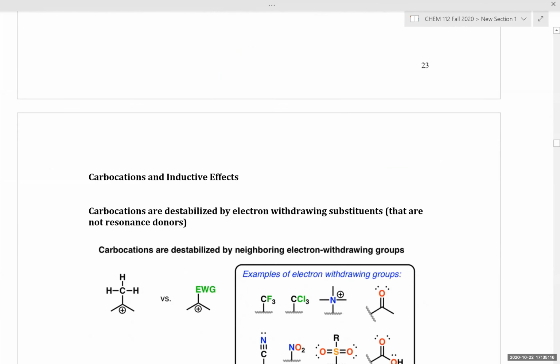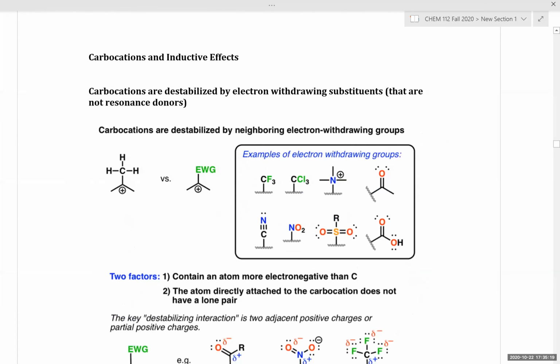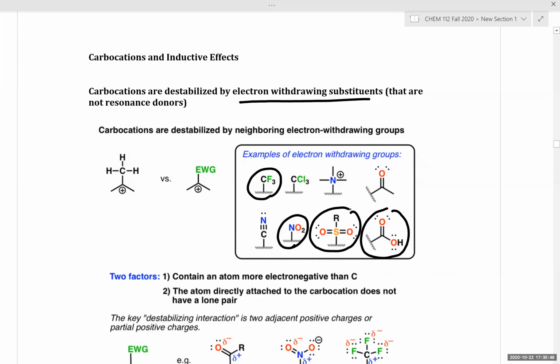So let's talk about inductive effects now. Carbocations are destabilized by electron withdrawing substituents. So what is an example of an electron withdrawing group? The common hallmark electron withdrawing groups are your CF3 groups, your NO2 nitro groups, your adjacent carboxylic acids, and your adjacent sulfates and other sulfate derivatives.